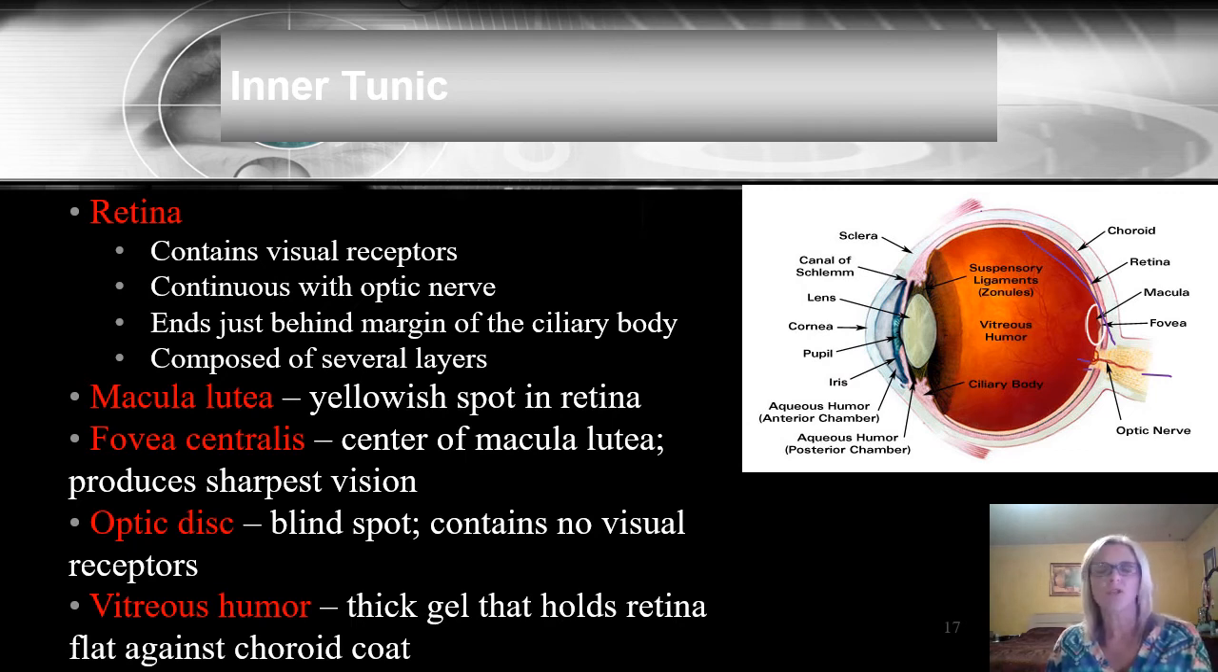The vitreous humor is much more viscous, I should say. Viscous has to do with resistance of flow. So you can think of honey versus water. Honey would be more viscous. So the vitreous humor is going to be a more jelly-like fluid that supports the internal structures of the eye and also helps to maintain shape. It kind of holds that retina in place as well up against the choroid coat.